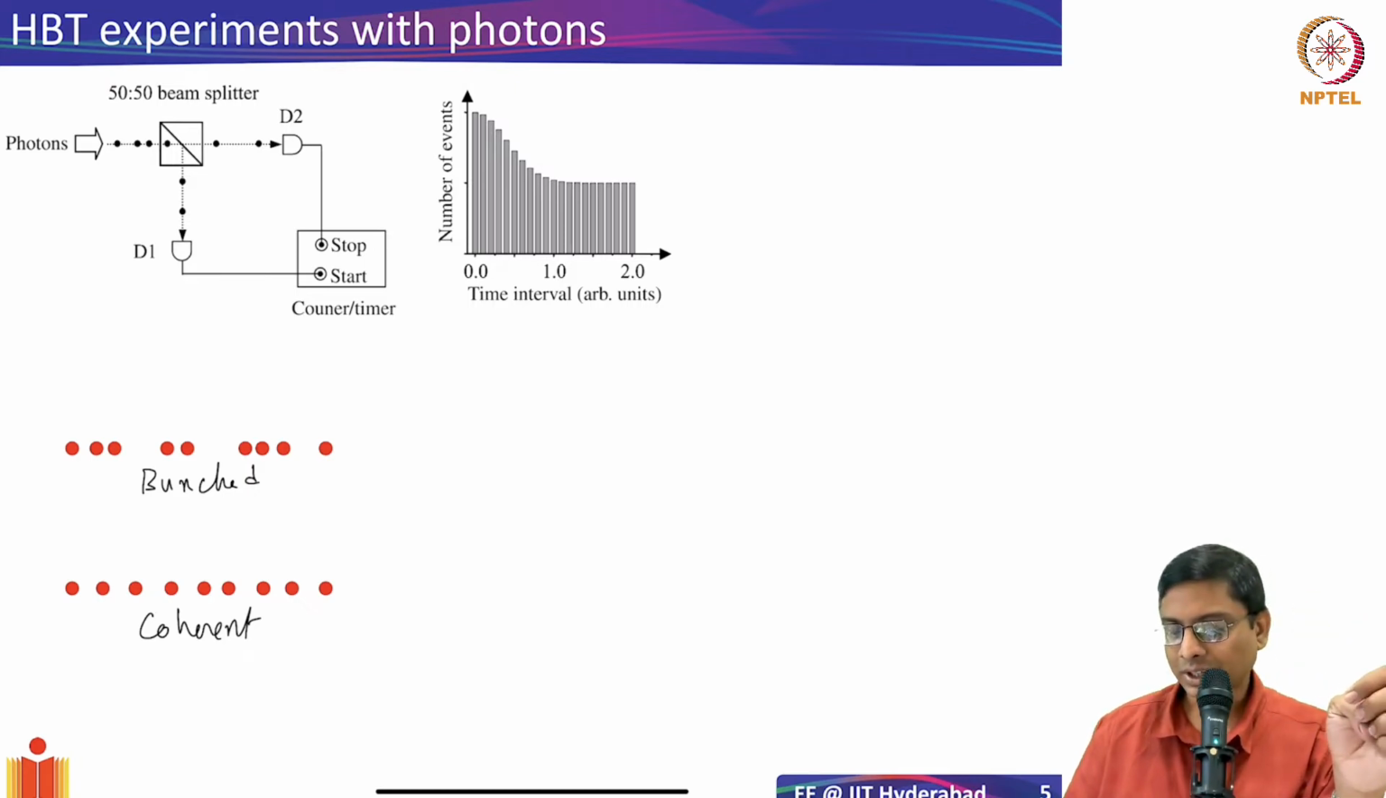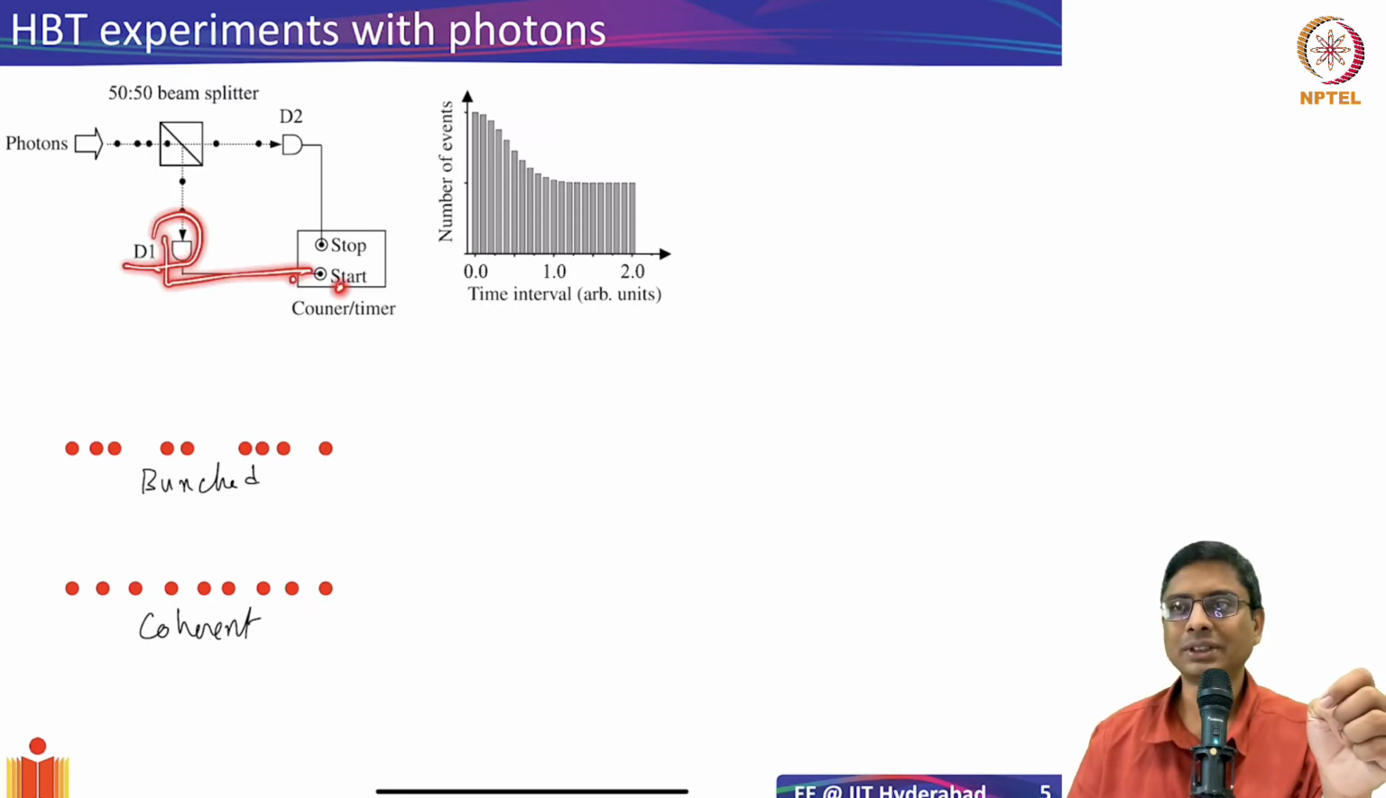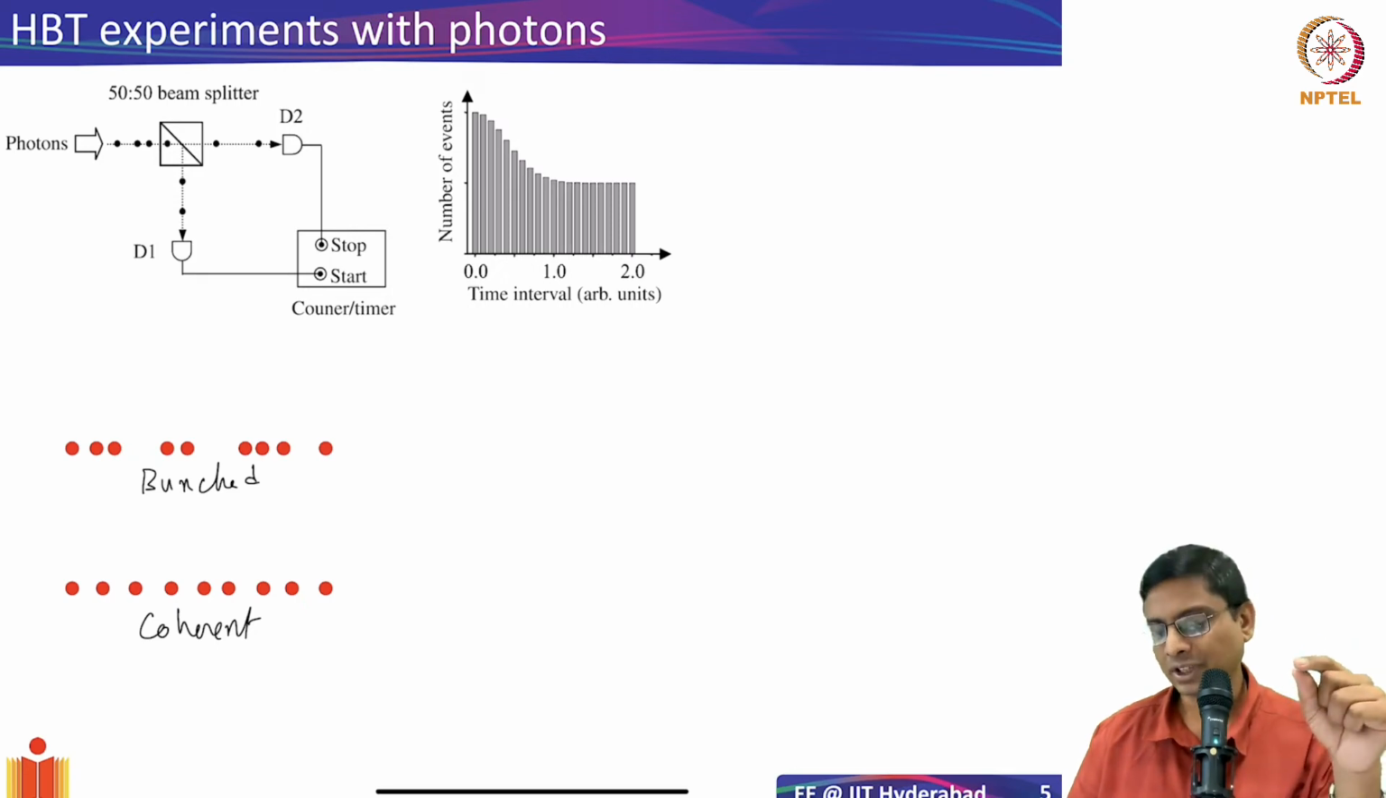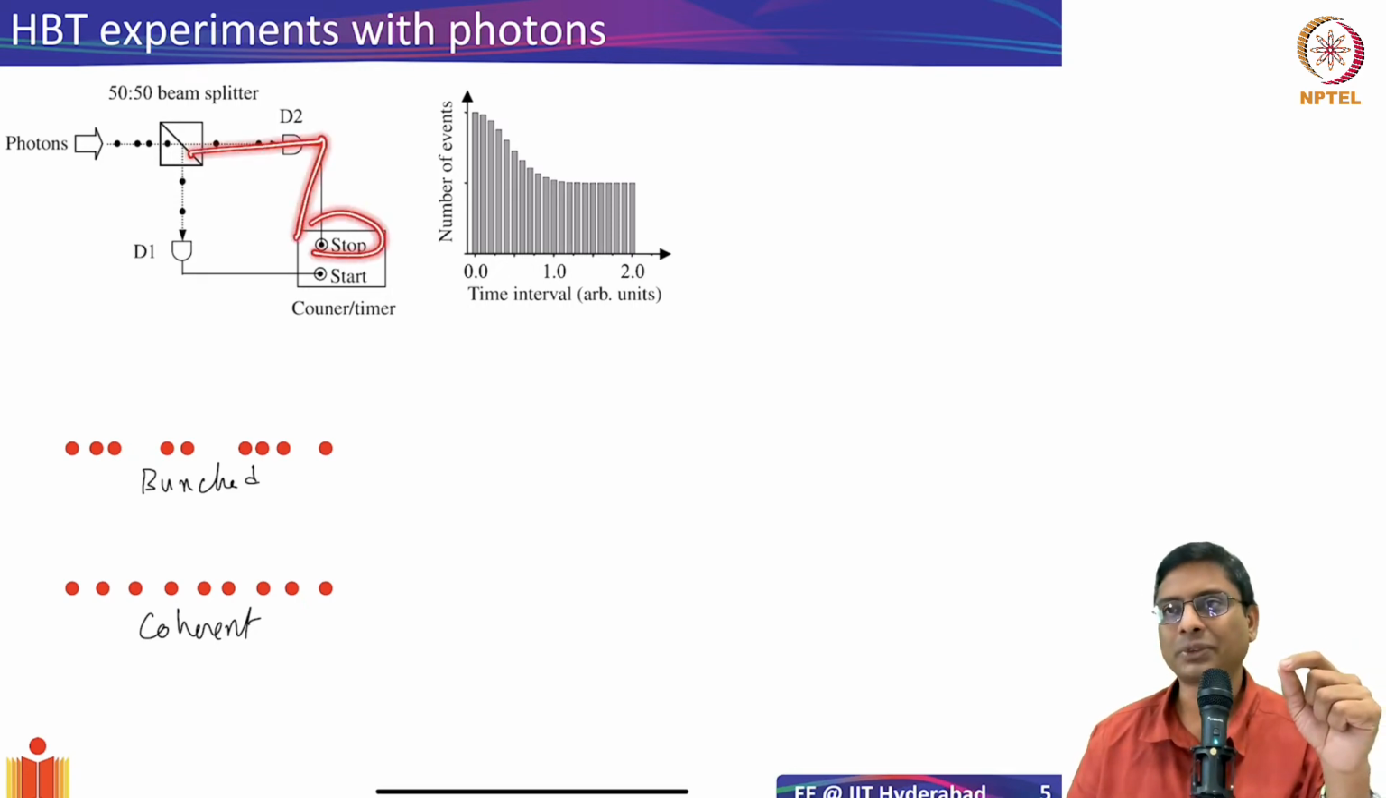Now you connect them in such a way that you take it to a timing electronics board, wherein whenever there is a pulse on D1, the photon is coming into detector D1, the pulse goes to the start trigger of the counter. So the counter starts counting time. This becomes t equal to 0. And now if a second photon comes on D2, it stops.